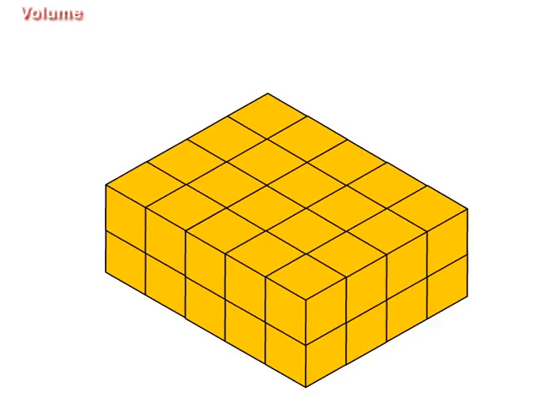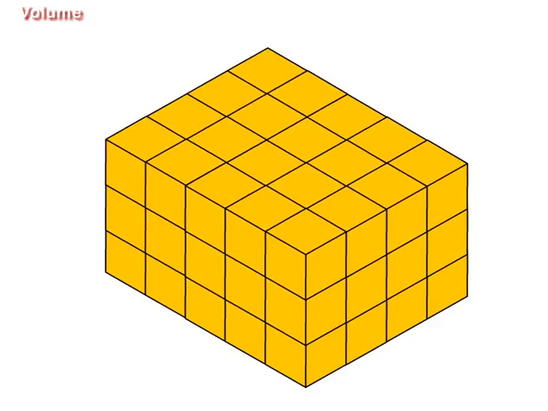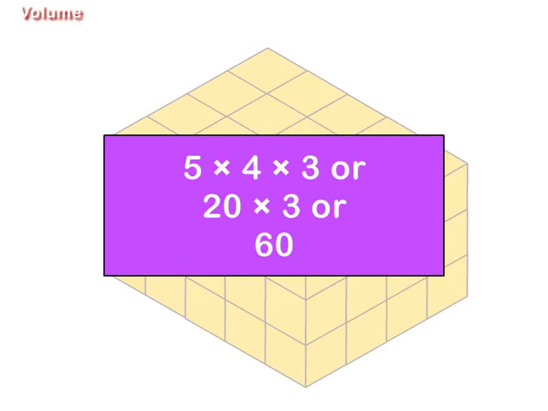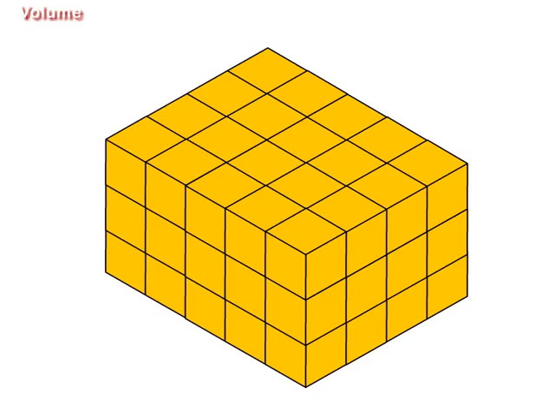Now add 2 more layers of such cubes on the top of this cuboid, each layer having 20 cubes. You will get a cuboid as shown. The height of this cuboid is 3 centimeters. So, how many cubes are used to build this cuboid? That is 5 multiplied by 4 multiplied by 3, or 20 multiplied by 3, or 60. The space occupied by this cuboid is 60 times the space occupied by a single cube.